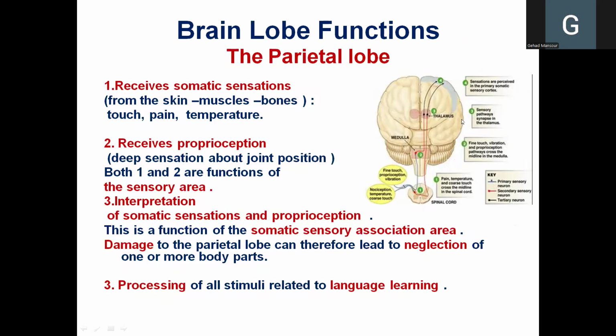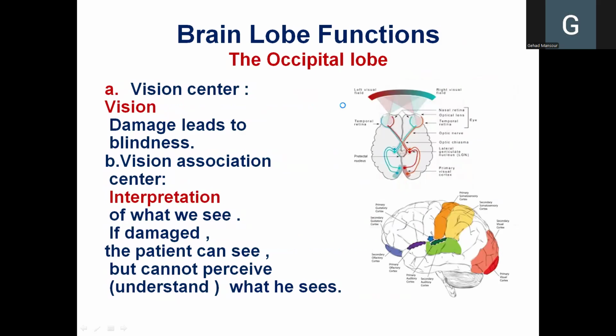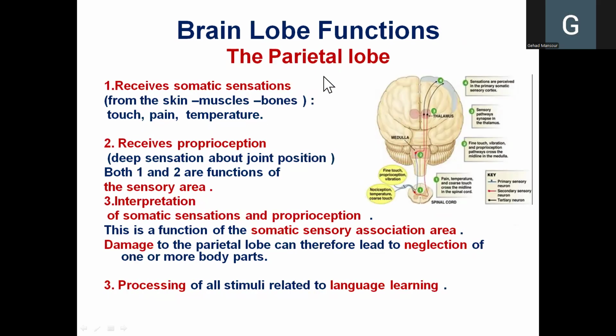On the other hand, the parietal lobe is mainly sensory, so it receives all the somatic sensations. So what are the broad functions of the parietal lobe? They are three functions: receiving somatic sensations, receiving proprioception, and processing all sensory stimuli to associate all this together and to help in language learning.